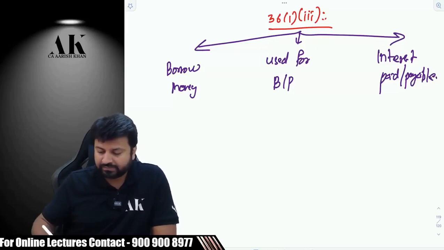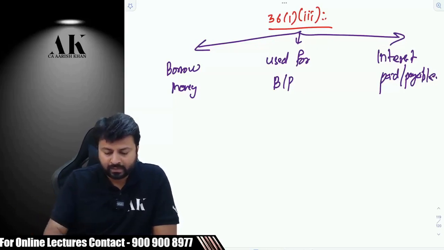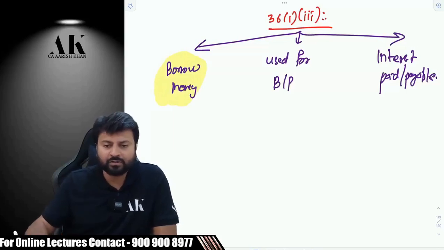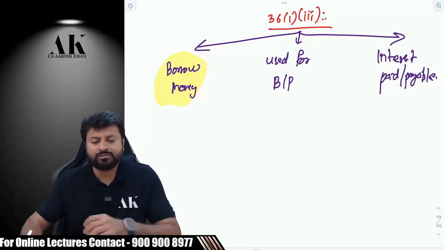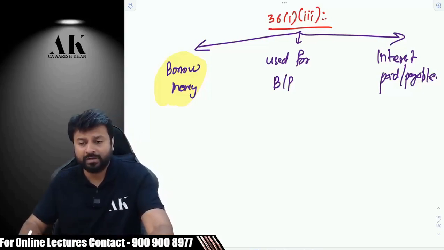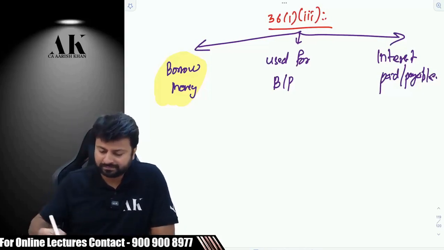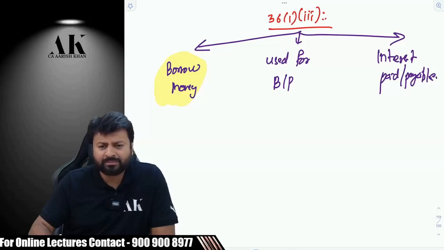The very first thing we need to analyze is what borrowed money means. Borrowed money is something which you have borrowed. Borrowed means you have to return it. There should be an element of refund. We have to return it, otherwise it cannot be called borrowed money. That is the first thing. The second thing is a very big phrase, where there are a plethora of judgments, disputes and litigations: it should be used for the purpose of business and profession.